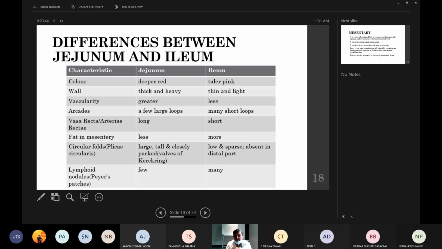Lymphoid follicles are called Peyer's patches. In the histology you see an aggregation of lymphoid follicles. Four to five lymph nodules join and form a bigger lymphatic follicle. That is called Peyer's patches. They are very few in the jejunum and many in the ileum.